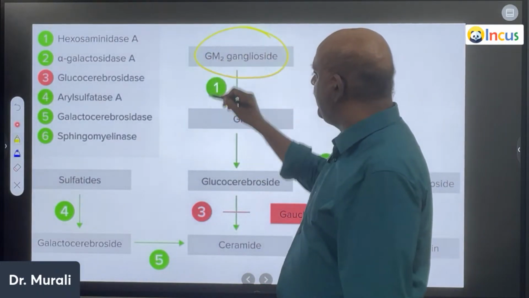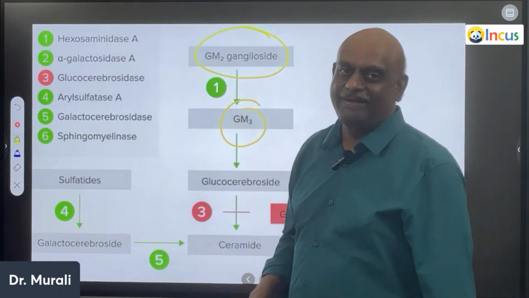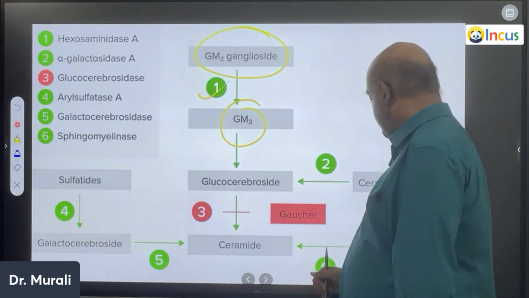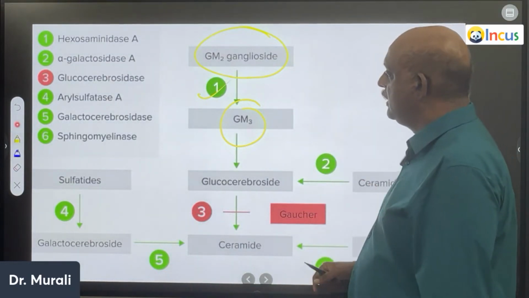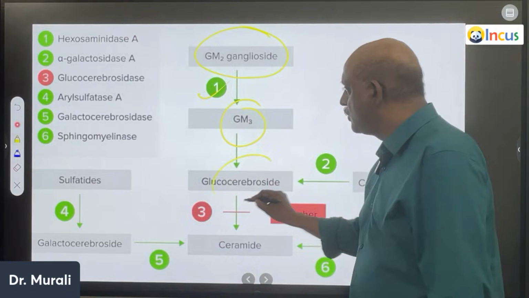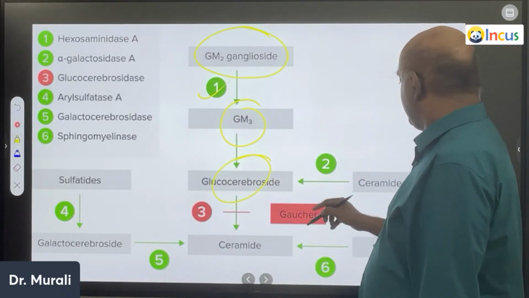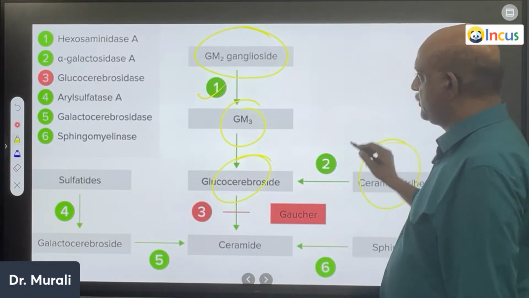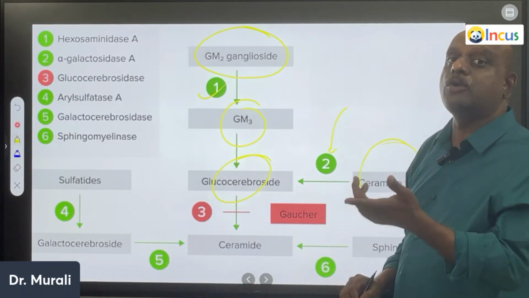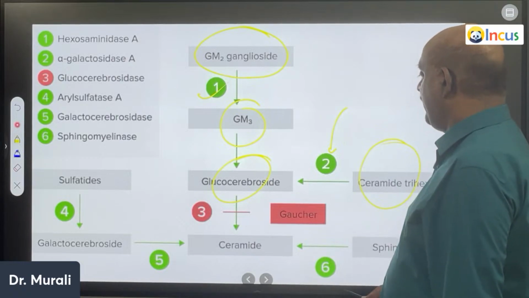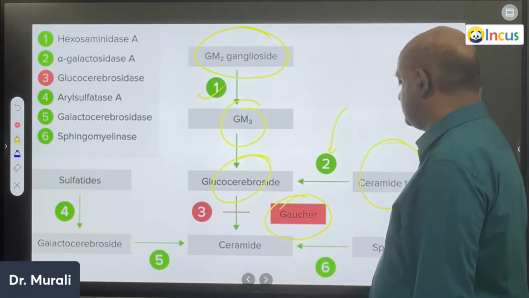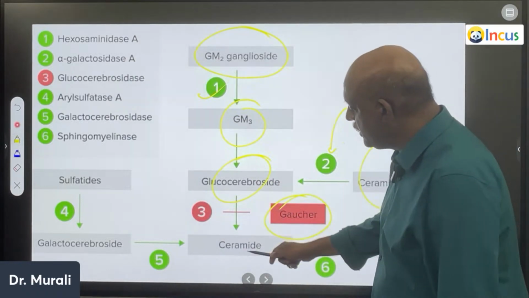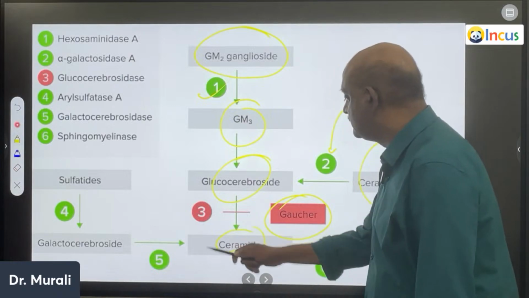GM2 ganglioside becomes GM3. And what is the enzyme involved? Hexosaminidase A. Right, doc? Then GM3 is converted into glucocerebroside, and glucocerebroside can originate even from ceramide. This enzyme is called alpha galactosidase A, and typically your Gaucher, right? So it is typically involved when glucocerebroside converts into ceramide.